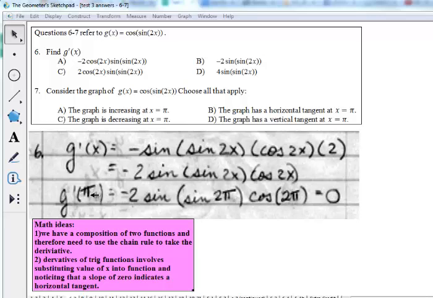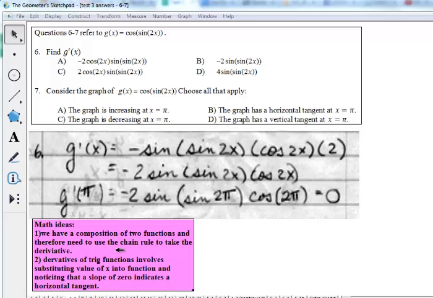So if we have a derivative that's equal to 0, we know that we have a horizontal tangent at that point. That is choice B here. We wouldn't have a vertical tangent, and it wouldn't be increasing or decreasing. The rate of change is exactly 0. So the only one that applies is choice B.